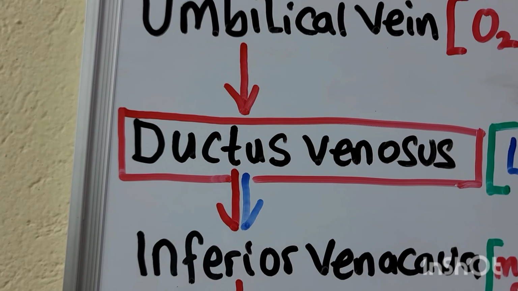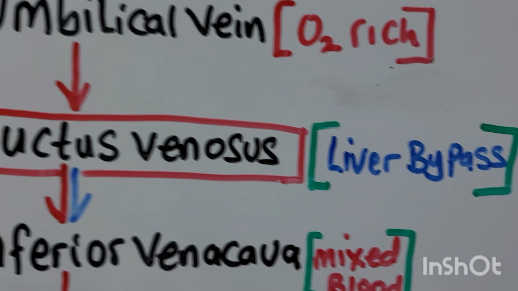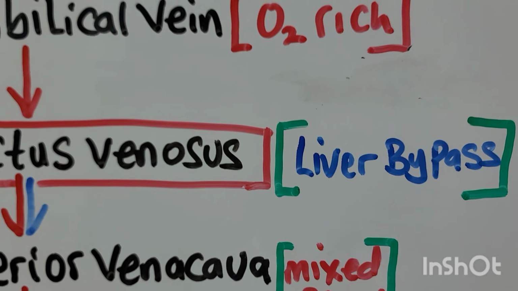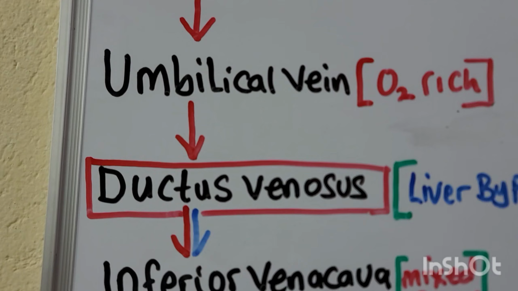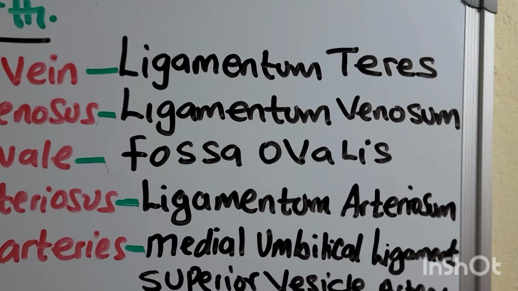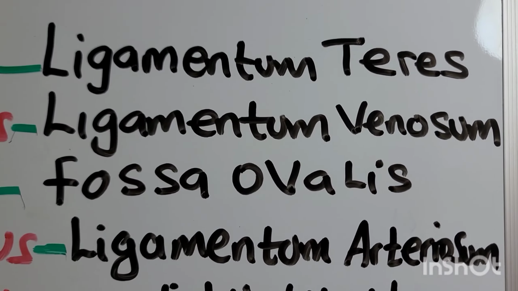And then after that, we no longer need the ductus venosus, which was a shunt helping to bypass blood away from the liver directly to the inferior vena cava. Now, when the baby is born, we no longer need the ductus venosus. It becomes a fibrotic tissue which we call ligamentum venosum.